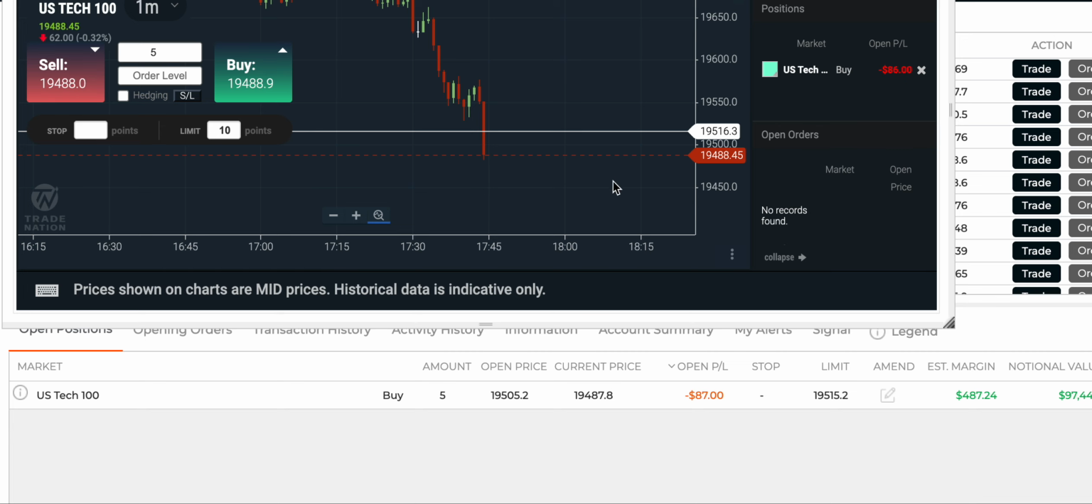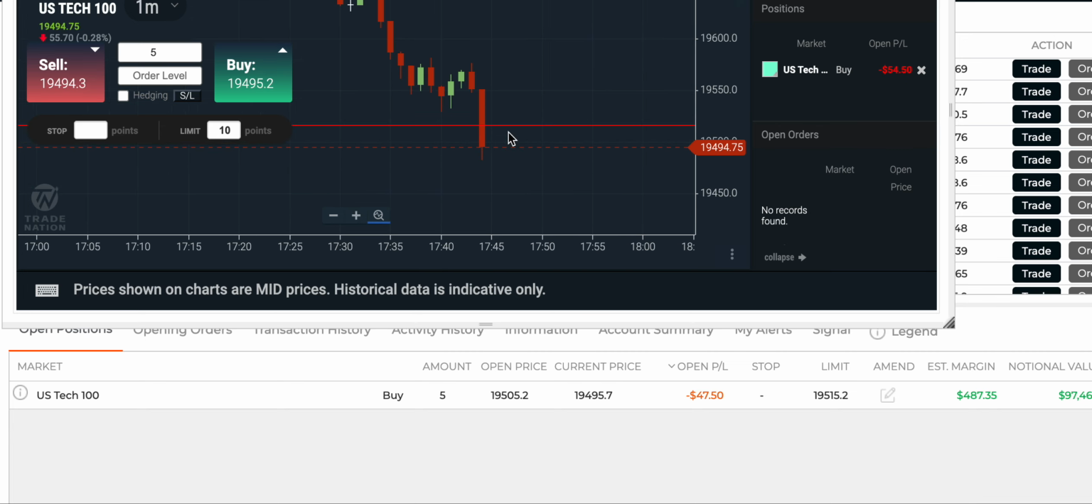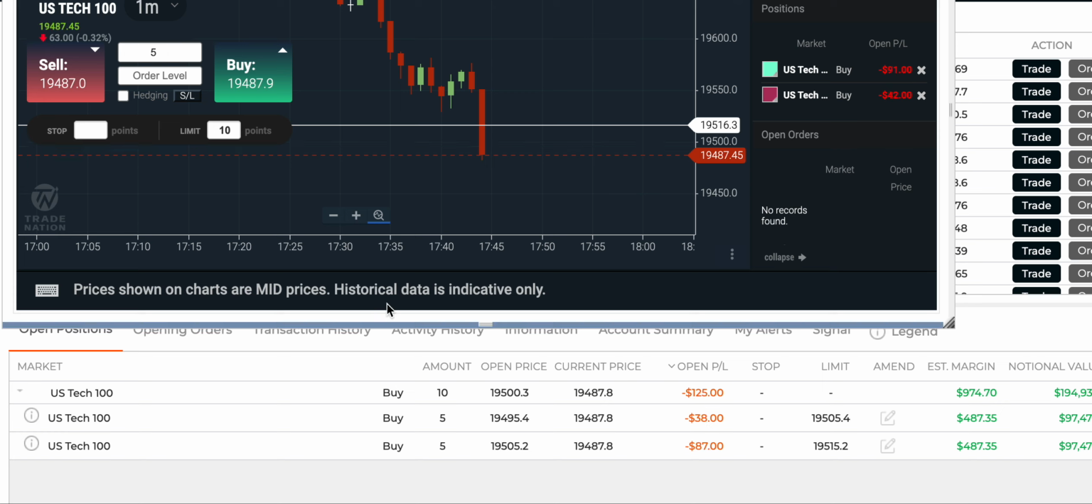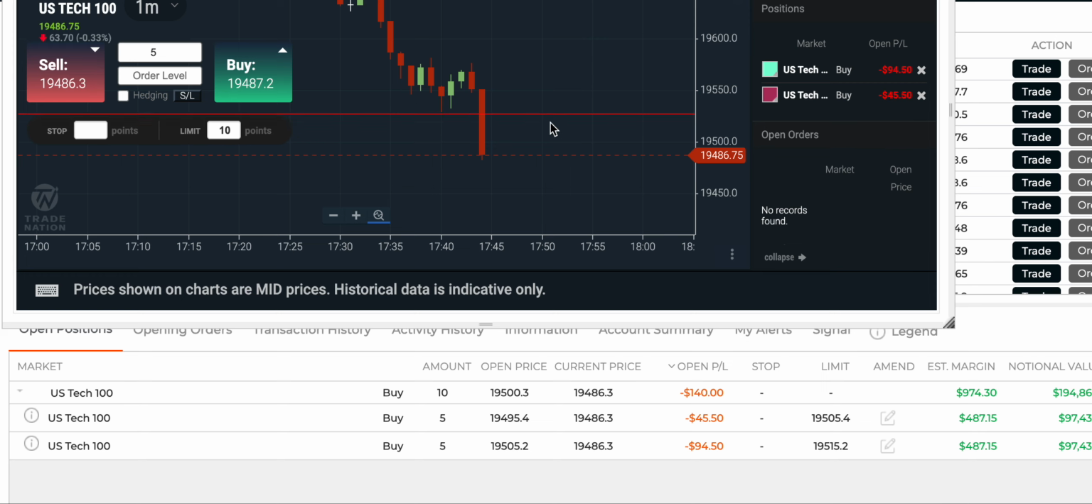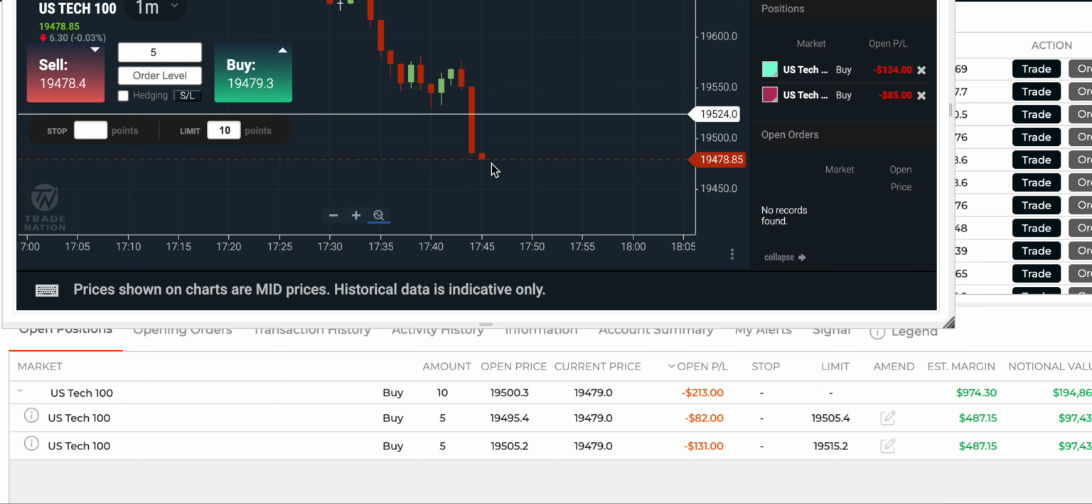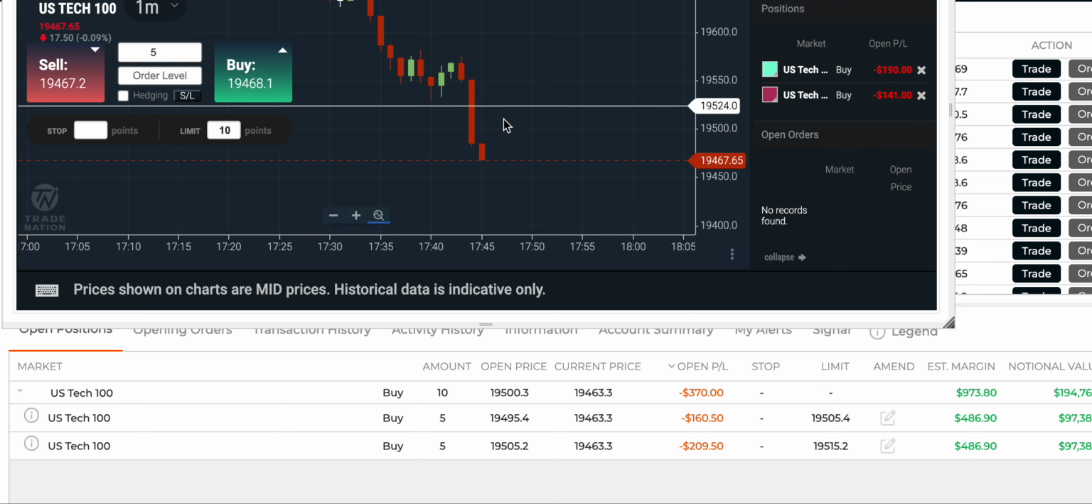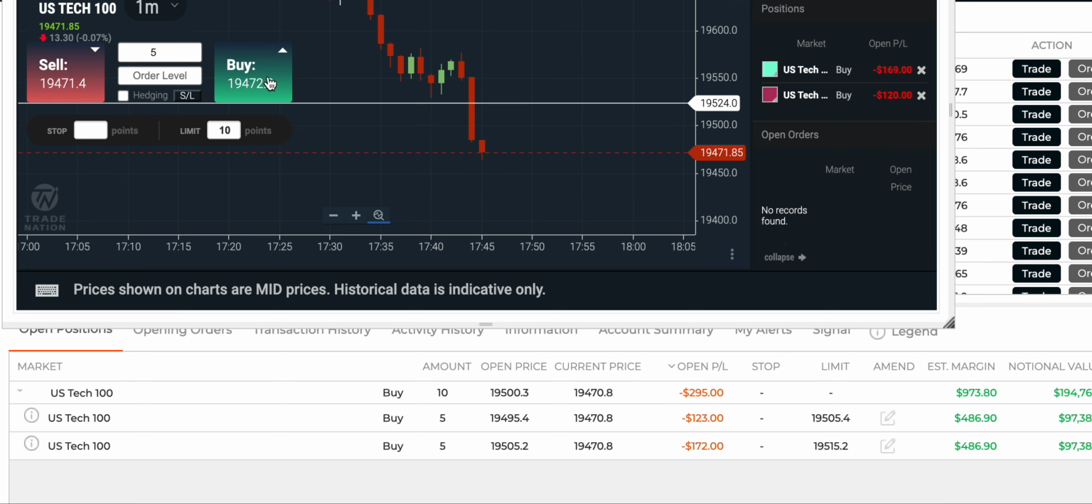Like the reason why I opened a buy position is because after this big candle, there has to be a reversal. So I just opened another buy position here. Yes, I'm not even looking at the support level. I just know because this line cracked, then it will probably reverse all the way back here to 19,524. Okay, so what do we have here? 10 contracts down 300. Now we're kind of expanding this trading session to bigger numbers.